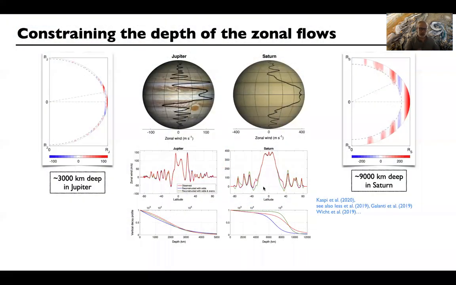And we've been able to apply that to Saturn and to explain the Cassini measurements as well. In Saturn, which is a less dense planet, the zonal flows go deeper, to about 9,000 kilometers rather than 3,000 in Jupiter. Okay, so there's ongoing work on that. It's not the end of the story.